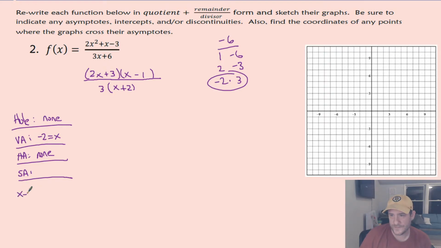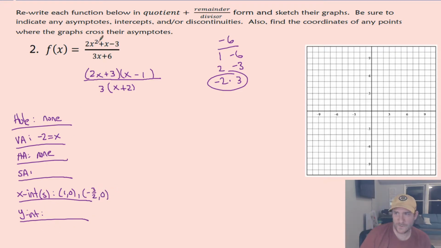X and y intercepts. For the x-intercepts, it'll be the zeros of the numerator. So positive 1 and negative 3/2. And for the y-intercept, we're going to just plug in 0. Plugging in 0 is going to give us negative 3/6, so negative 1/2.